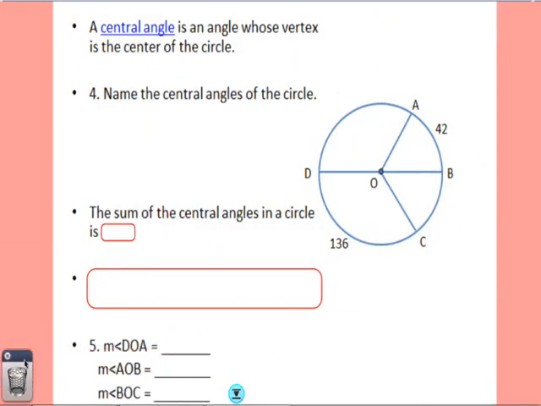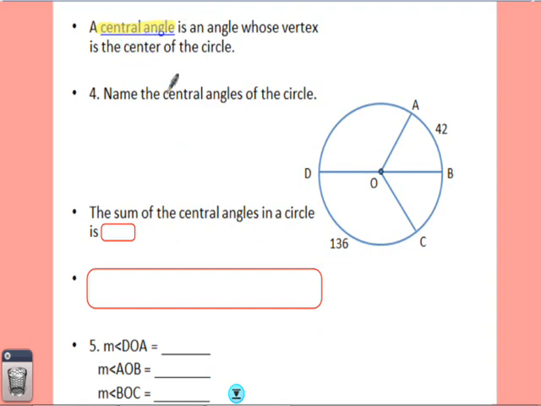A central angle is an angle whose vertex is on the center of the circle, or is the center of the circle. There are a lot of different kinds of angles that we're going to talk about. Central angle is one of them. This is important. These vocab, that we know that it's an angle whose vertex is the center of the circle, which should make sense. Central, center, they sound alike.